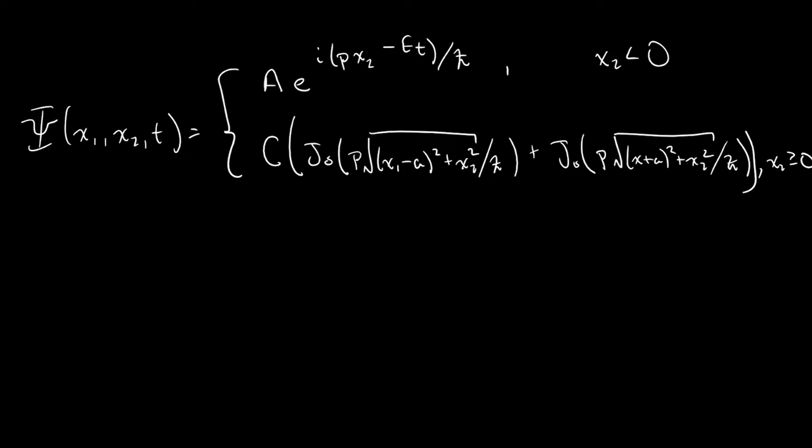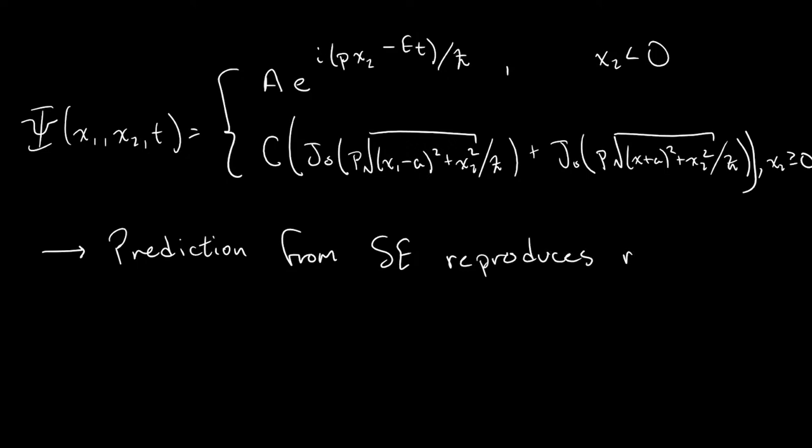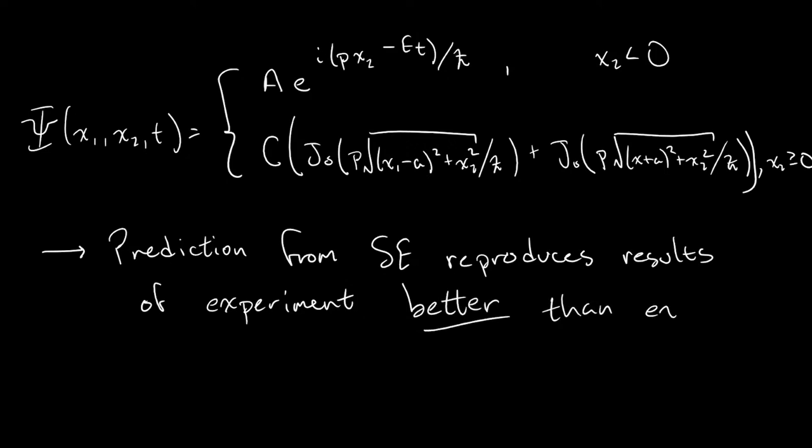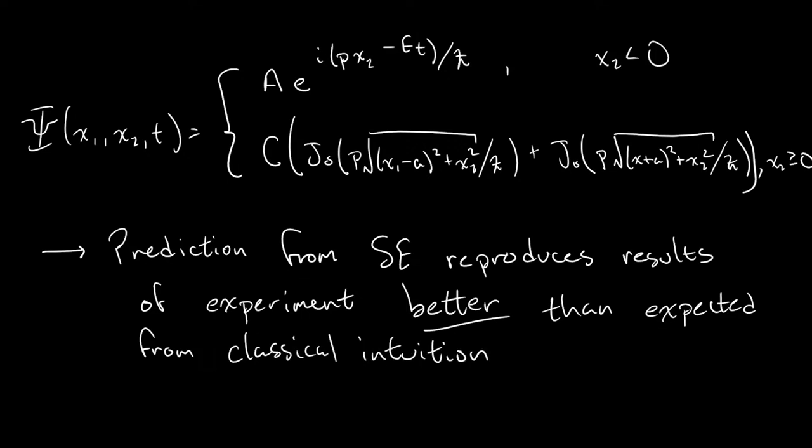And so with all of this said, we can see that the prediction from the Schrödinger equation reproduces the results of experiment better than expected from classical intuition. And just to write that out again, that image is from an experiment from Akira Tonomura with electrons, electron double slit.